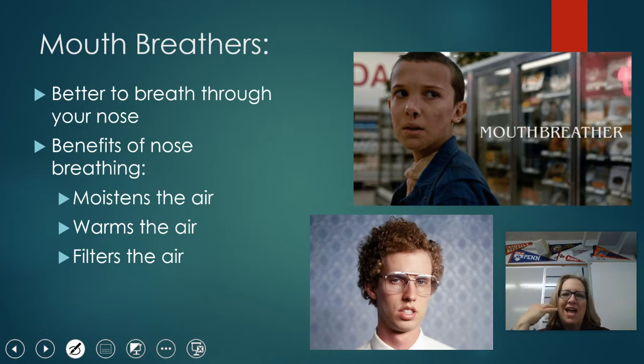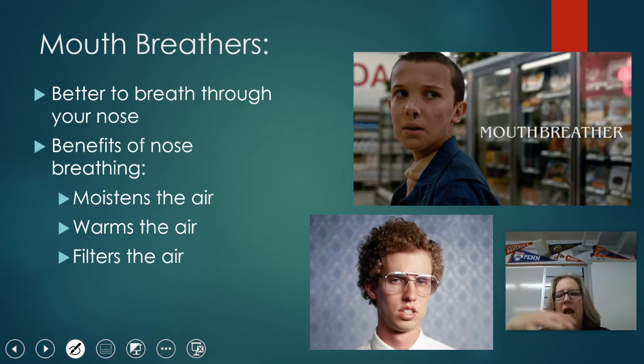because that dry air going into your body is kind of irritating. And so your nose is a very humid environment, and it helps to moisten the air. It also warms the air. If you've ever been out in the snow, you know that when you breathe really, really cold air, it's kind of uncomfortable. And so your nose attempts to warm the air as well.